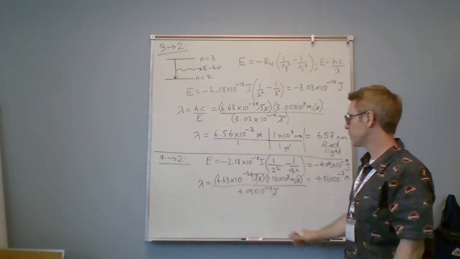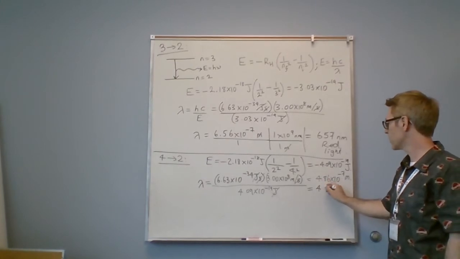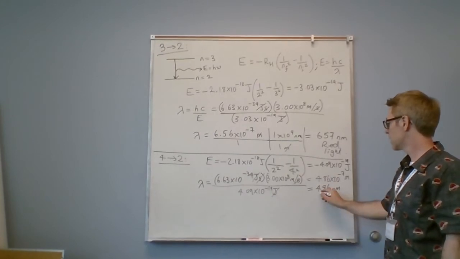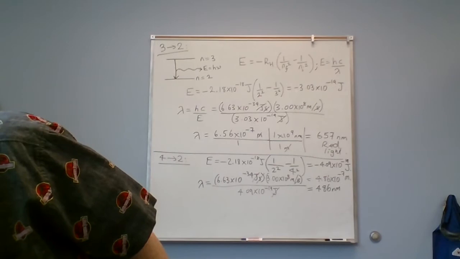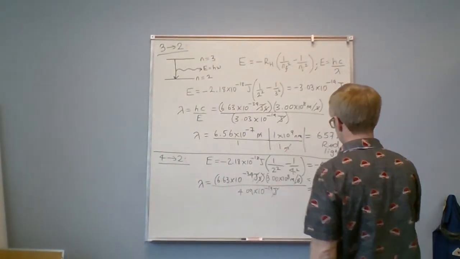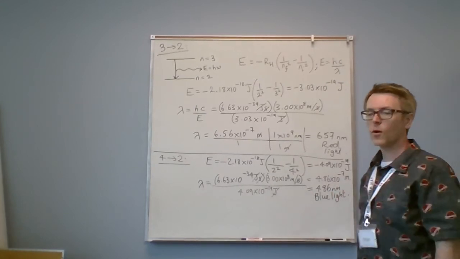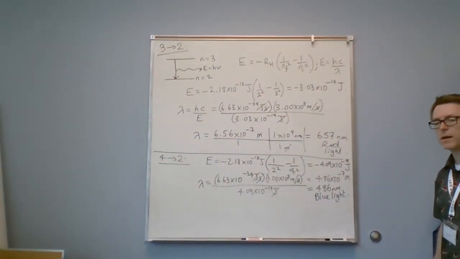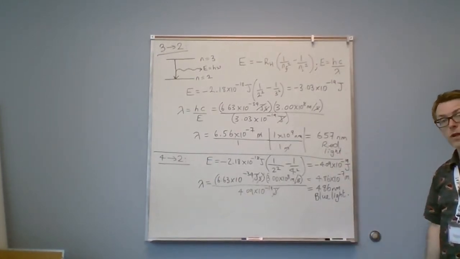We can convert this to nanometers again, so we multiply by 10 to the 9. This would give us 486 nanometers, which is, actually, what color light is that? That is going to be blue light. I'm actually looking at page 92 in the Revell book. There's a table there that would give you these values. These calculations just reinforce where the numbers come from.